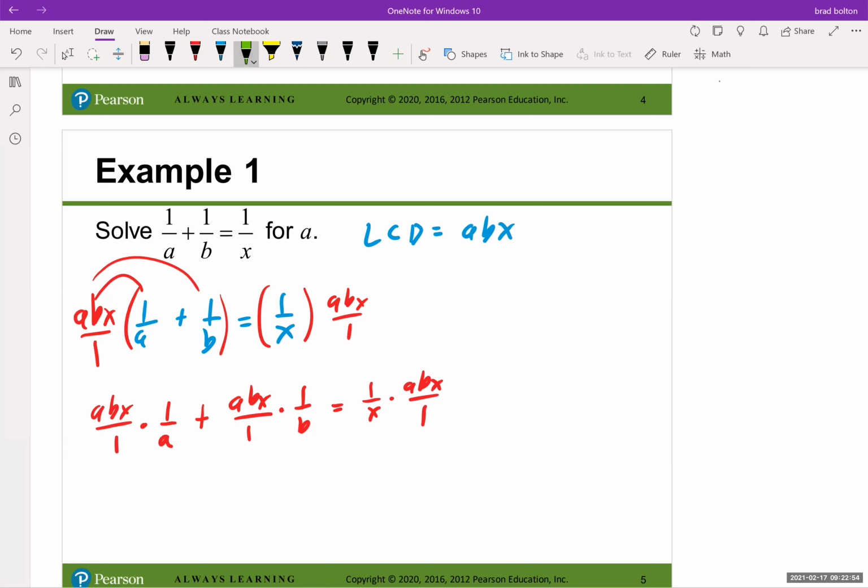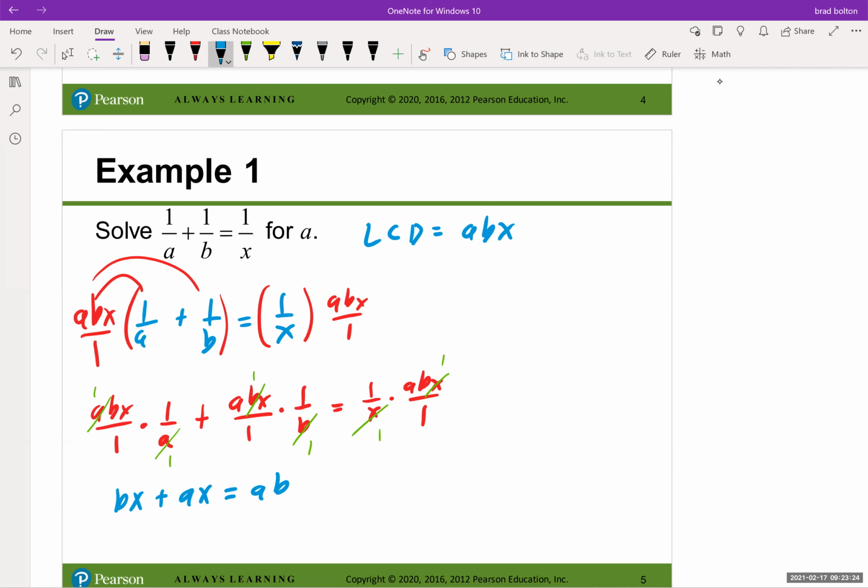So now let's do a little bit of canceling. This a will cancel with this a. This b will cancel with this b. And this x will cancel with this x. So we've cleared the fraction. So now we're going to end up with bx plus ax equals ab. Okay. So what this has now done is we cleared the fraction. We no longer have to worry about fractions.